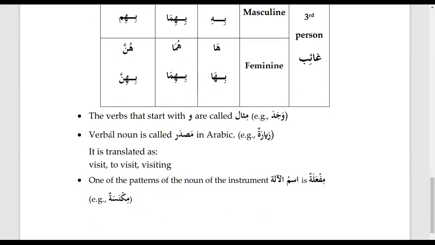Okay, so some other added information that we are going to have in this lesson, I will just give you the highlights, and inshallah you need to memorize only the terms, and as we move on further, we will learn and talk about them. The verbs that start with waw are called mithal. So you only need to know that there are some verbs that start with waw, and they are a special family of verbs, and that family is called mithal.